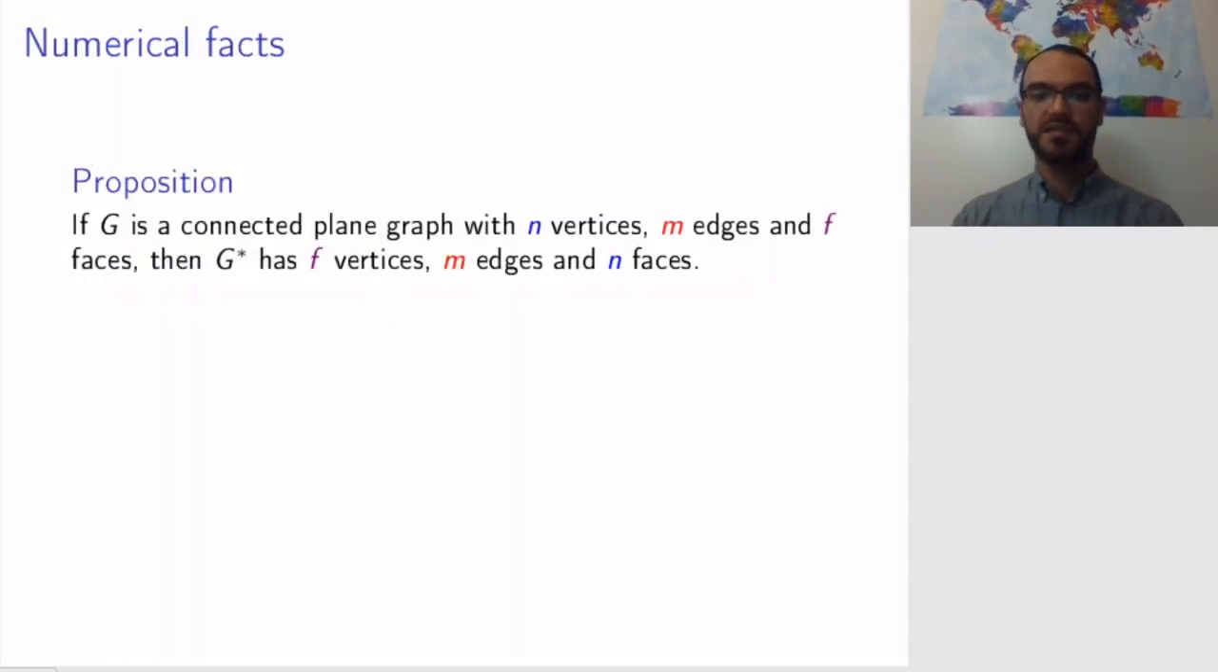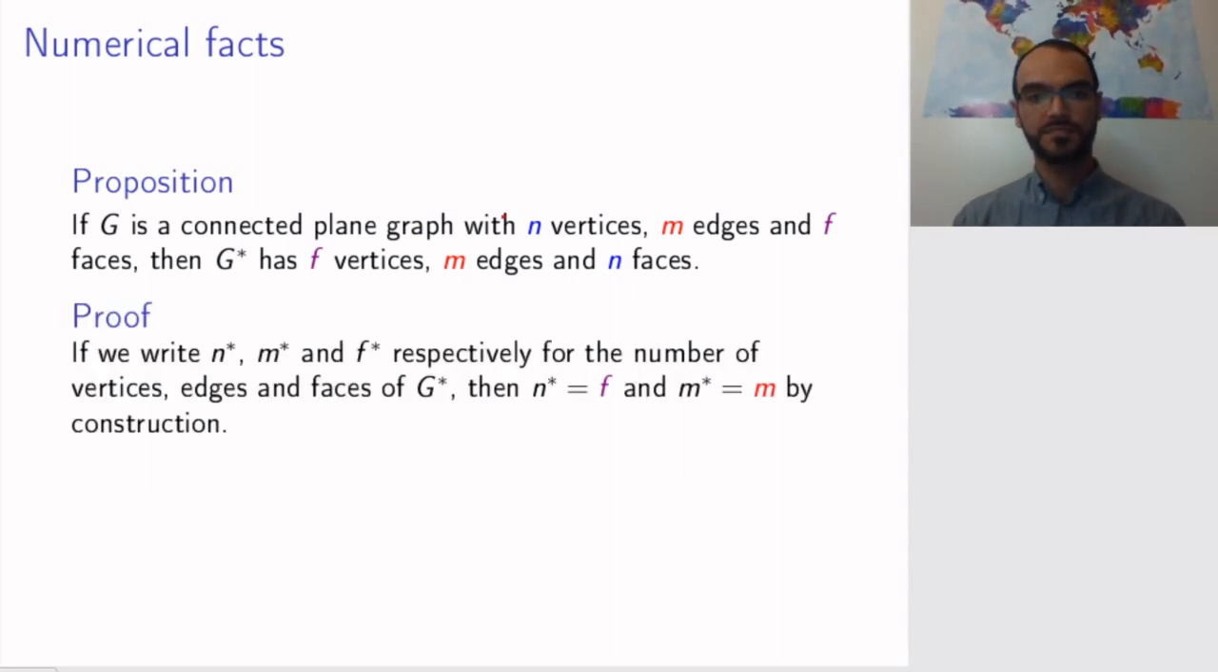So now that we have constructed this new plane graph G star from our original plane graph G, let's try to find some interesting facts about this graph G star. The first fact is about the numbers of vertices, edges, and faces. If G has n vertices, m edges, and f faces, then G star is going to have the same number of edges as our original graph G, as many vertices as our original graph had faces, and vice versa, as many faces as our original graph had vertices.